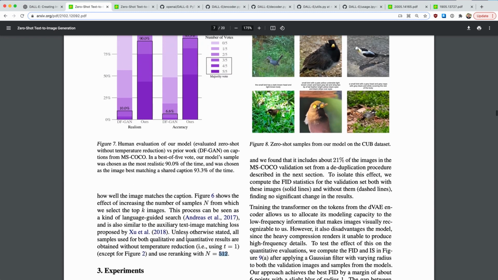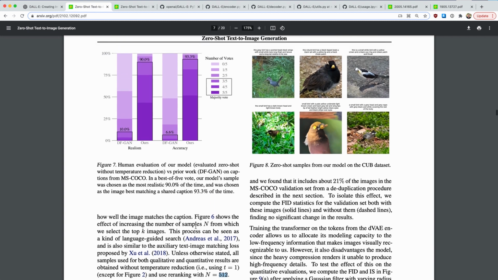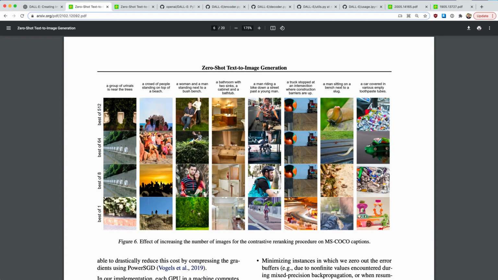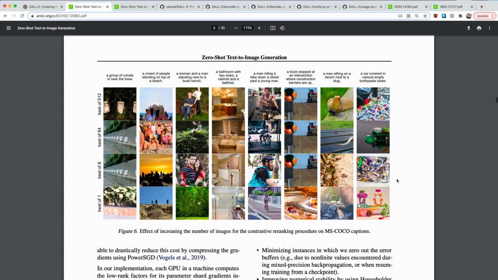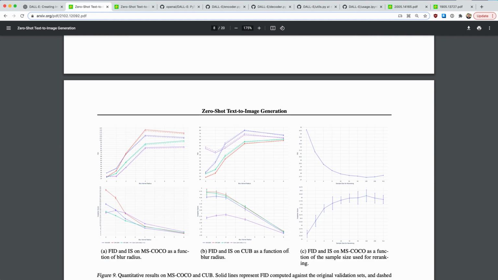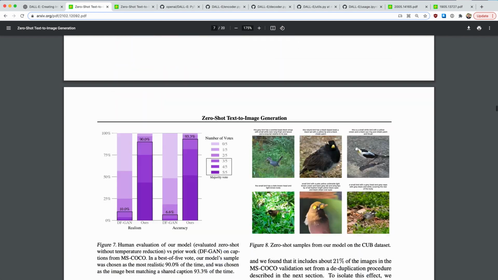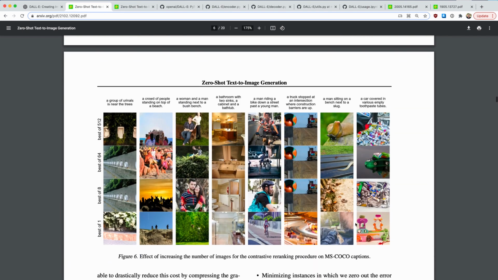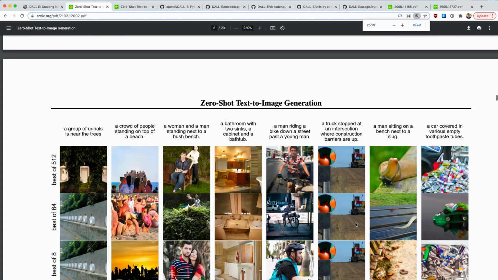And they have a few examples here comparing it and looking at the FID scores and the inception scores and how they vary as a function of how many images we actually are generating independently. In particular, figure 6 here is pretty cool. In figure 6, it shows us the effect of how many samples we take for this re-ranking. Let's just look at the best sample among a different number of samples.